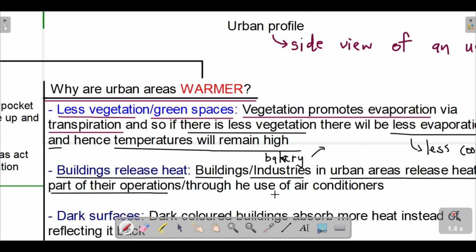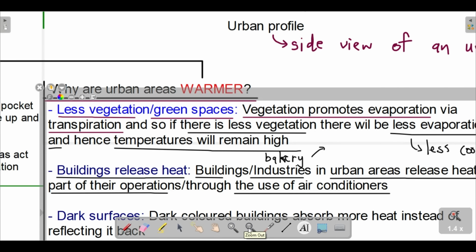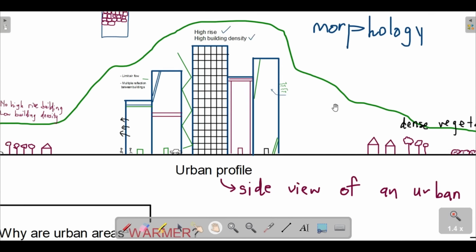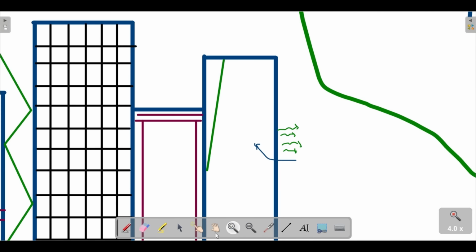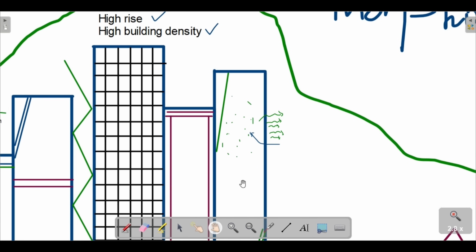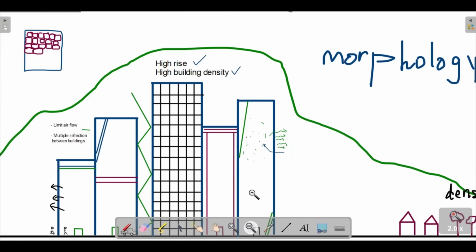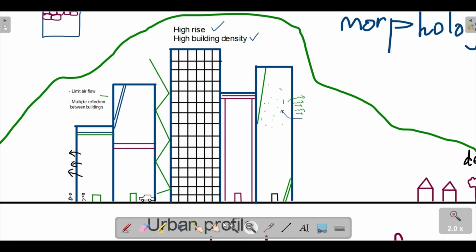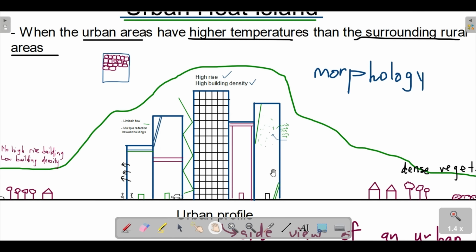Some buildings also release heat through the use of air conditioners. What air conditioners do, guys, is that they take cooler air that is outside the building, bring it in, and release the hot air that is inside the building. So the hot air that is concentrated inside the building is going to escape into or remain in the urban area, right? So that also participates in heating up the air mass that is found in urban areas.